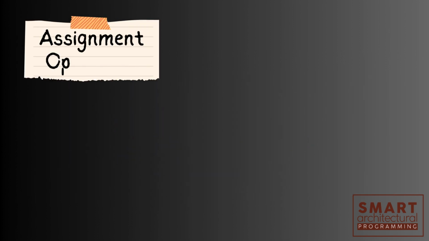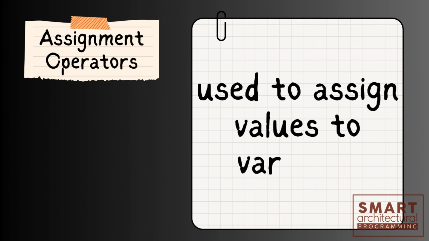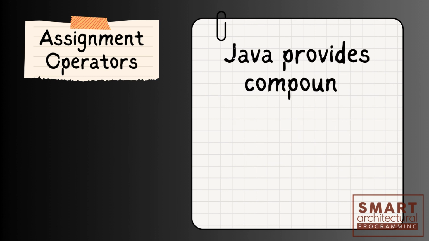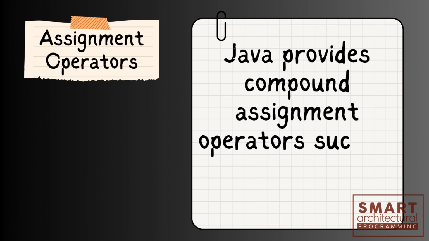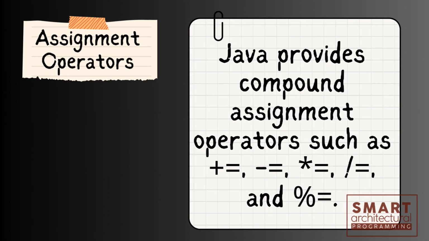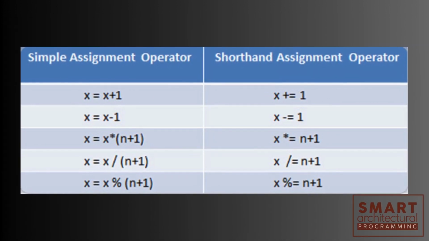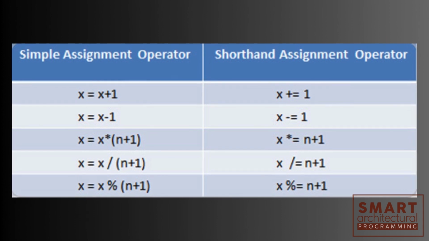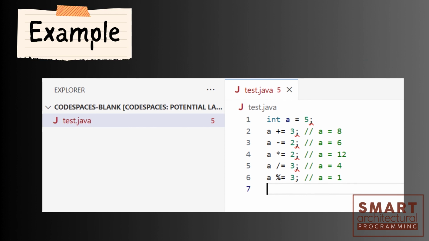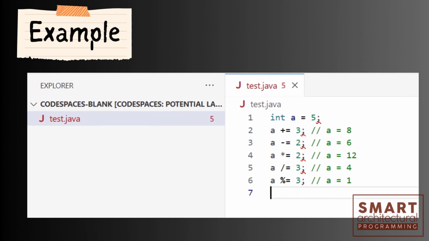Now, let's explore assignment operators. These operators are used to assign values to variables. In addition to the basic assignment operator, equals, Java provides compound assignment operators such as plus equals, slash equals, and percent equals. Compound assignment operators combine an arithmetic operation with assignment in a single statement, making code more concise and readable. Here are some examples. Understanding assignment operators is essential for managing variables efficiently in your Java programs.